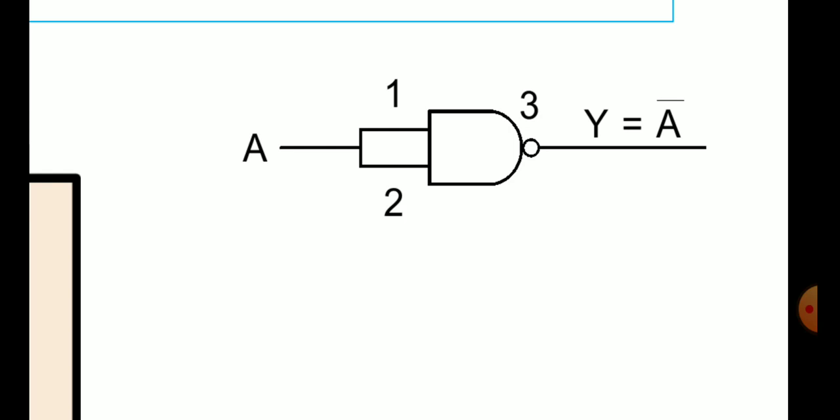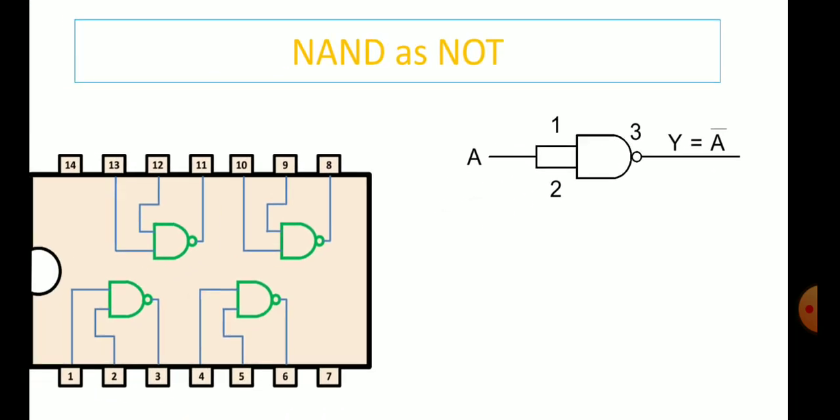So input A is given to either pin number 1 or 2. In between we have taken the input. We are providing input from either pin number 1 or 2 and we are taking output from pin number 3.